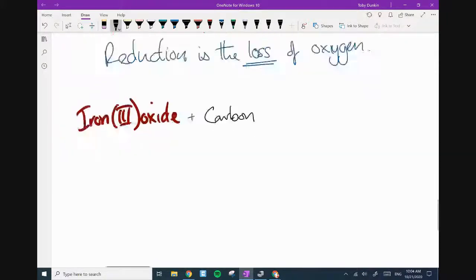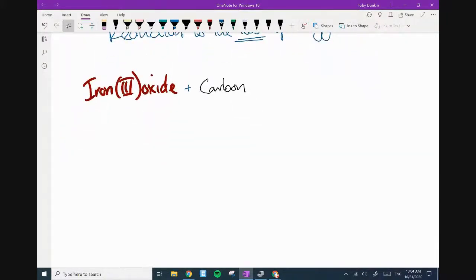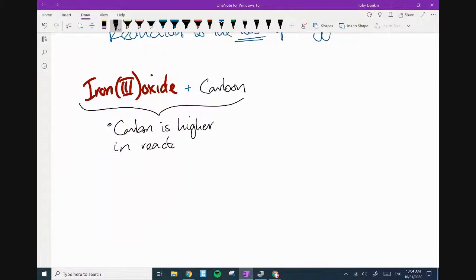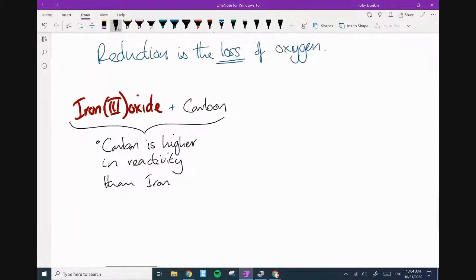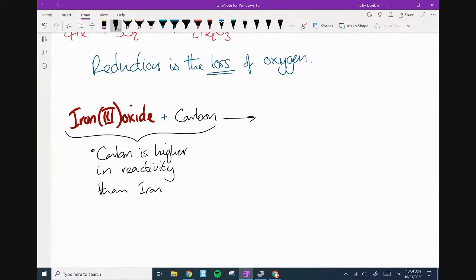Right. Now, we know that carbon is higher in reactivity than iron. What that means is it's going to steal. And what it's going to become is the carbon will become carbon dioxide, and the iron oxide becomes iron metal.